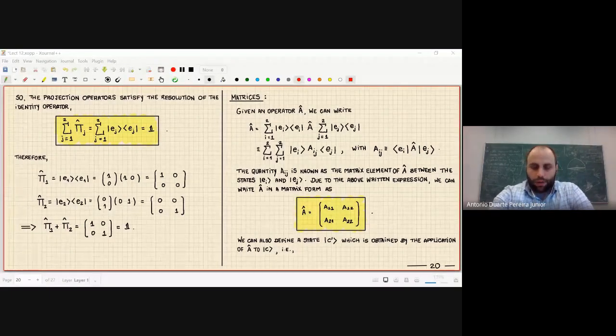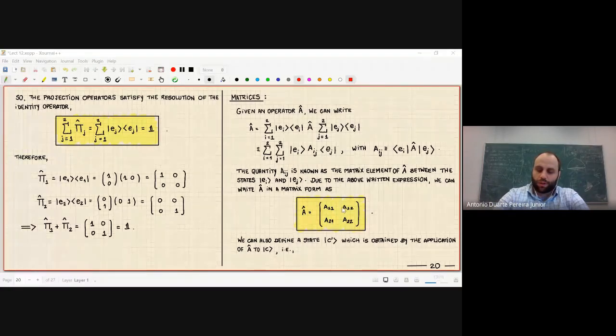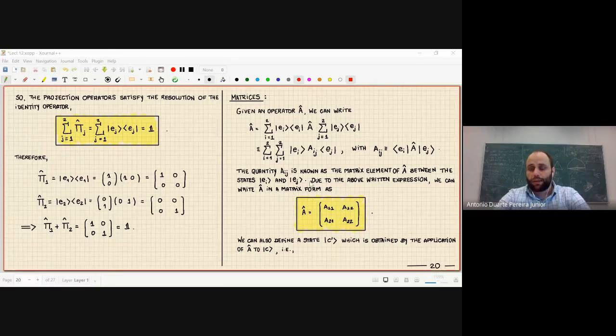So before the break, we just discussed the representation of an operator A hat as a matrix. In order to do so, we made use of this resolution of the identity, and we wrote this operator using the basis E1 and E2 for the vector space that our quantum state lives in.